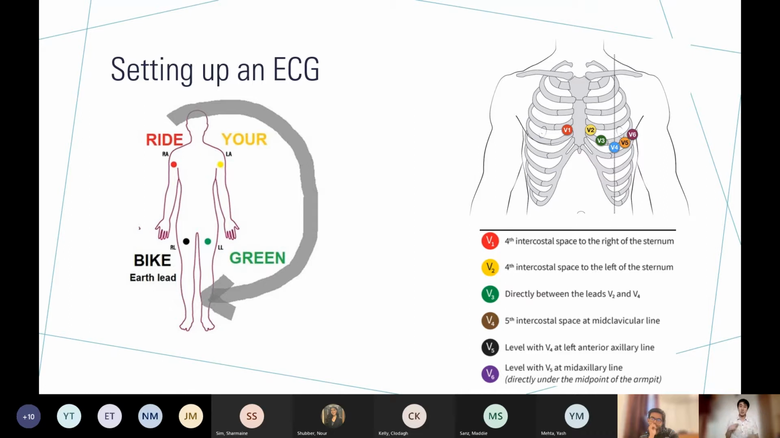So just practice doing that a little bit. Picture how you'll do it. Maybe practice on a housemate or something like that. Just do it a couple of times and then it'll be really easy. Okay, that's all you need to do. So it's the 4 limb leads, ride your green bike, and then the 6 chest leads.